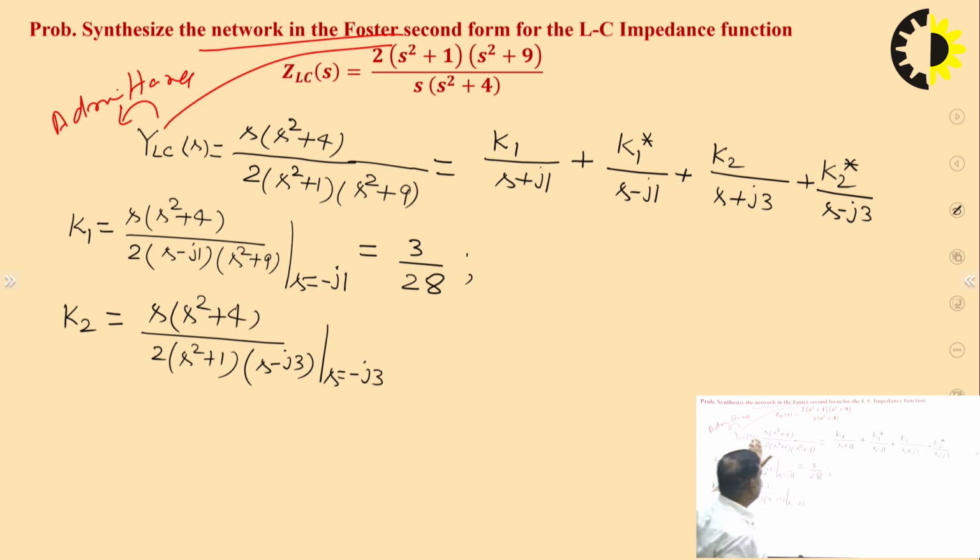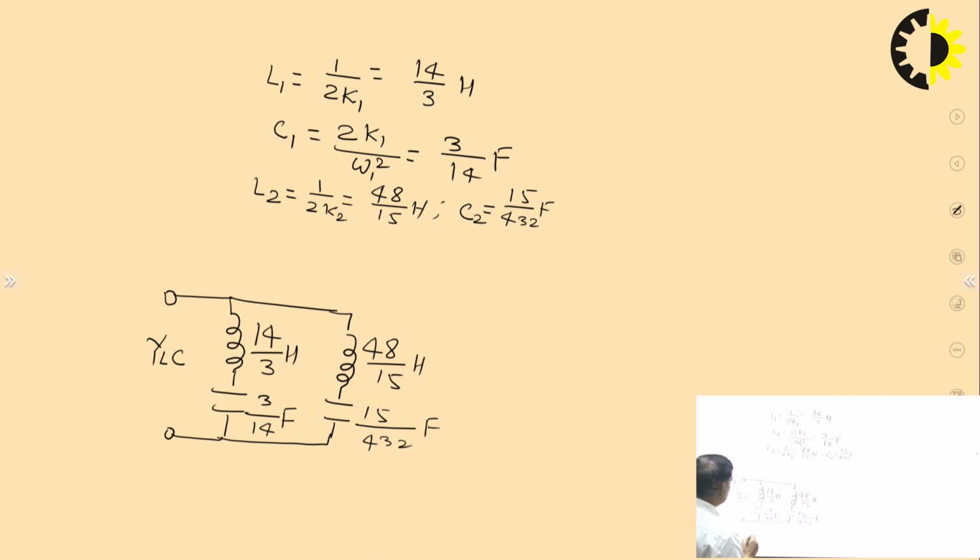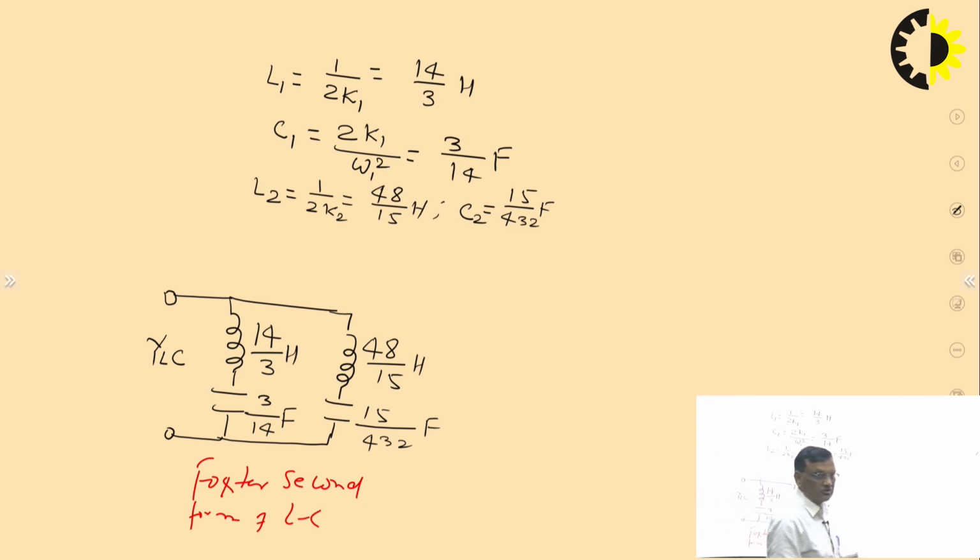So, we invert it and then carry out the partial fraction expansion, and we can see that there are two conjugate poles. So, there will be two LC tanks, where L and C will be in series, and then they will be in parallel. We discussed this in the last class, and we stopped here. So, this is the Foster second form of LC network. In the last class we stopped here, discussing the Foster forms of LC network.